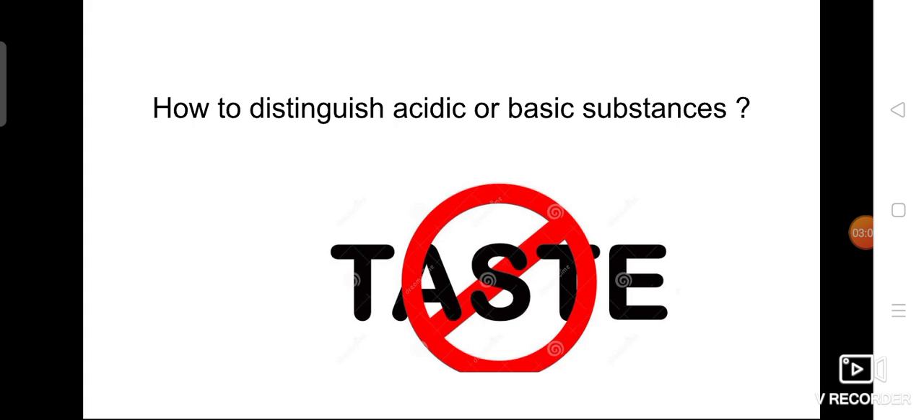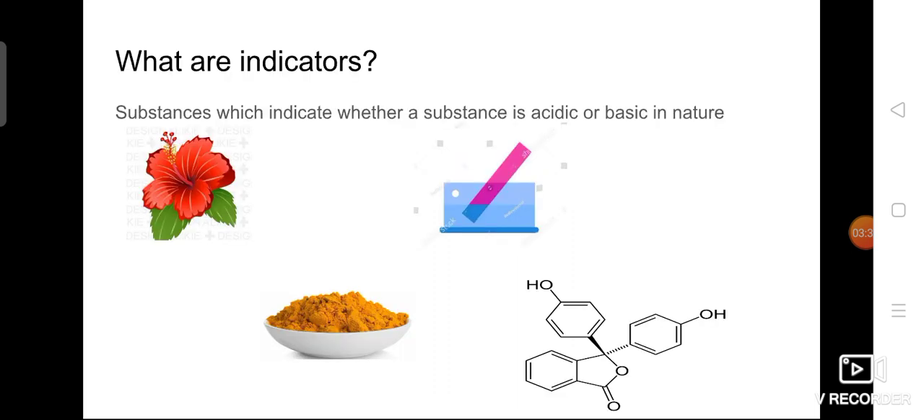To distinguish whether a substance is an acid or base, tasting is not a correct way, because some substances are very poisonous to our body. So the alternative way is called indicators. With the help of indicators, we can distinguish whether the substance is acidic or basic in nature. So obviously the next question is, what are indicators?